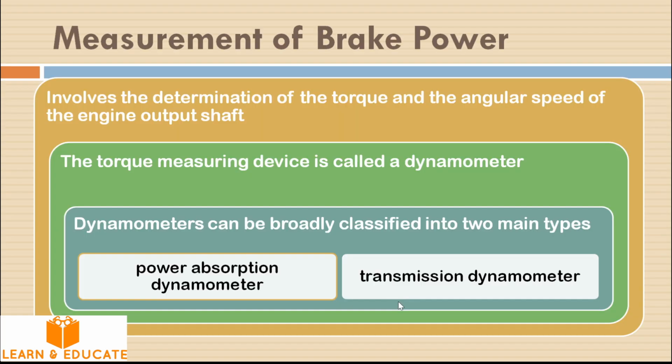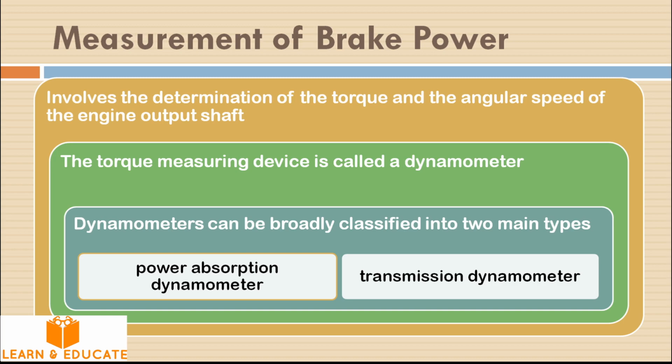First of all, let us see how to measure the brake power of an internal combustion engine. All of you know what brake power is, right? Measurement of brake power involves the determination of the torque on the shaft and the angular speed of the engine output shaft. These two are determined in order to calculate the brake power.